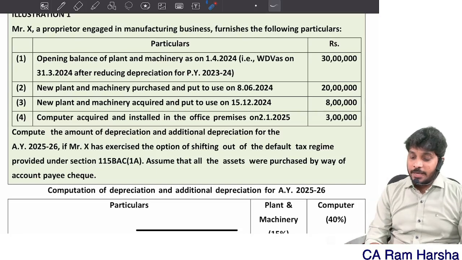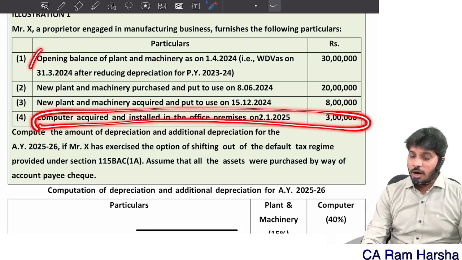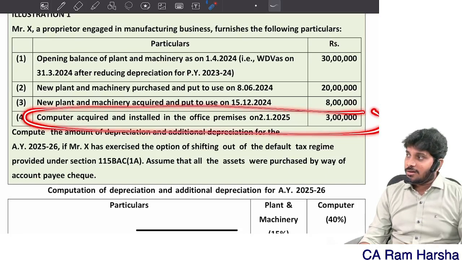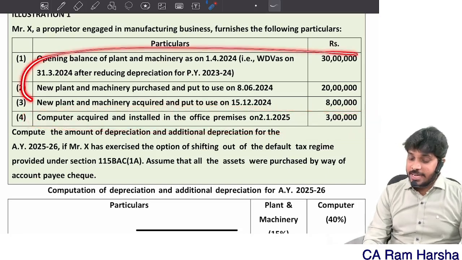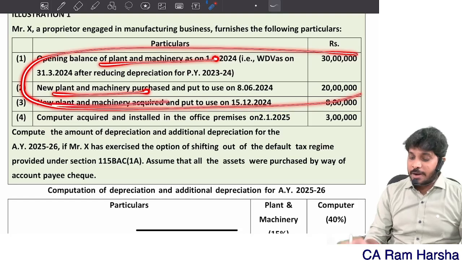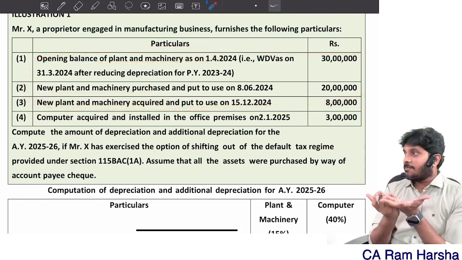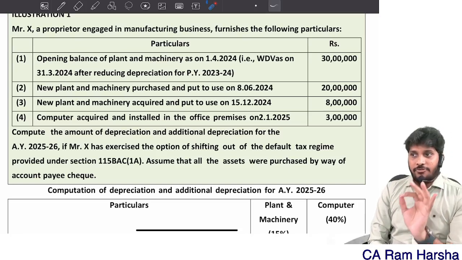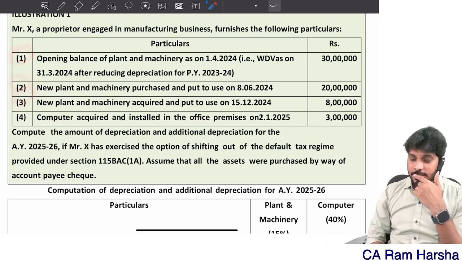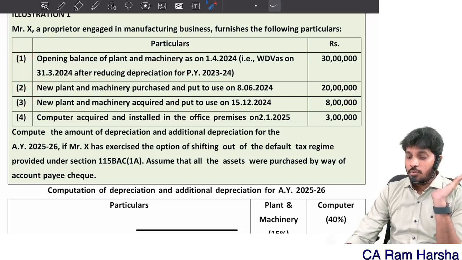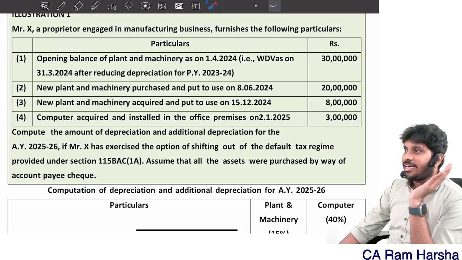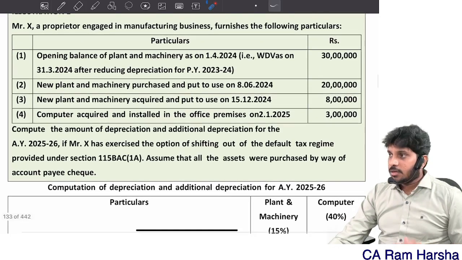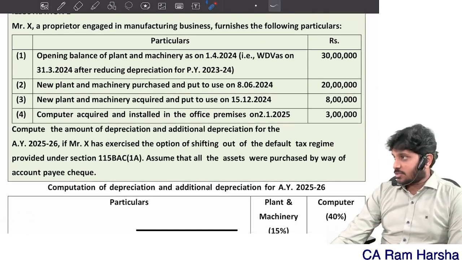I will do one thing. Here a computer is there, right? You ignore this point. On the remaining you compute. Because computer is eligible for what rate? 40%. Remaining 3 assets you see here. Plant and machinery, they just gave. Which plant and machinery they didn't tell. If nothing is told in the exam, what is the rate of plant and machinery? 15. Only 1, 2, 3. Take these 3 points of information and tell me what is the depreciation.